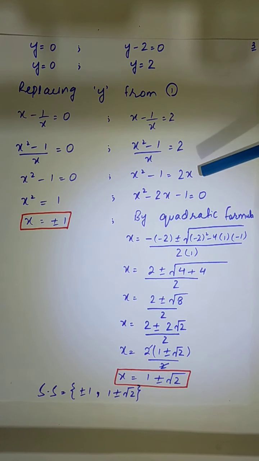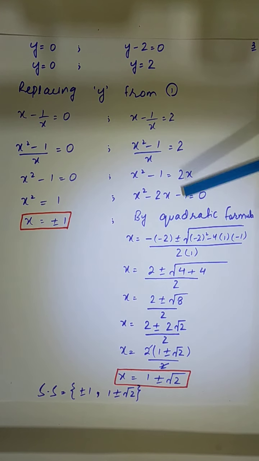And on this side we cannot solve this equation by factorization, because if we take the factors 1 and 1, 1 into 1 is 1, but it becomes plus 1, that will not be a minus 1, so we cannot factorize this. It means we have to use another way, that is the quadratic formula. And you know what the quadratic formula is? That is what we did in exercise 1.2, that is x is equal to minus b plus minus under root of b square minus 4ac by 2a.